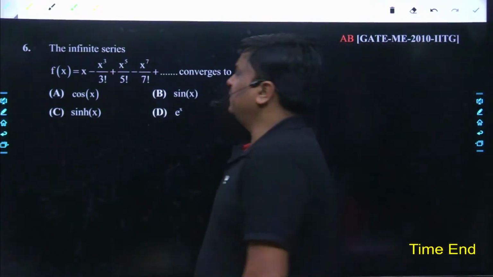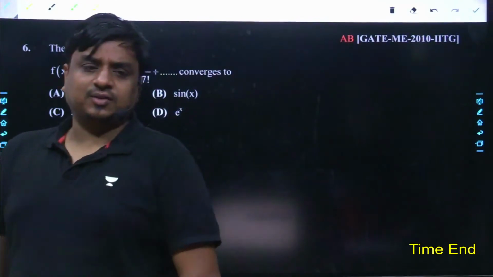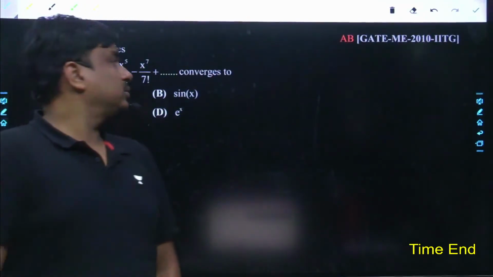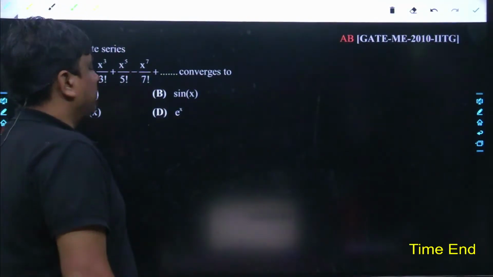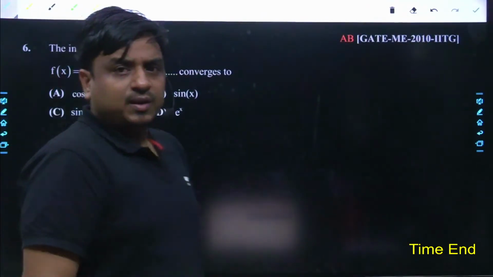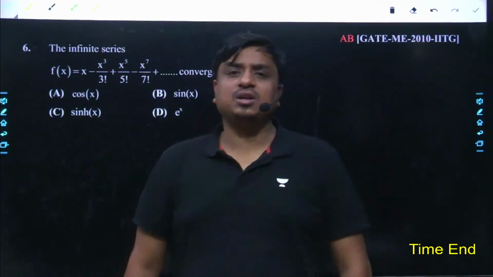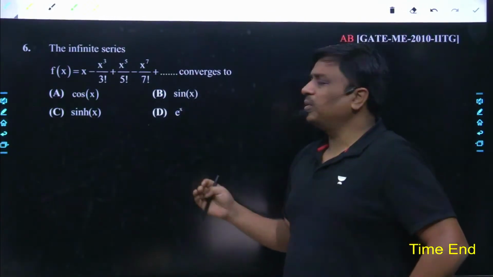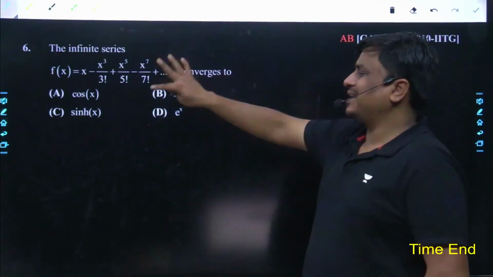So here comes the infinite series again, x minus x cube divided by 3 factorial, and so on and so forth, converges to. See, convergence and divergence is a very, very important topic which we'll be learning in future. But for the time being, let me focus over this problem. Don't focus on the convergence. Just try to understand in this way.